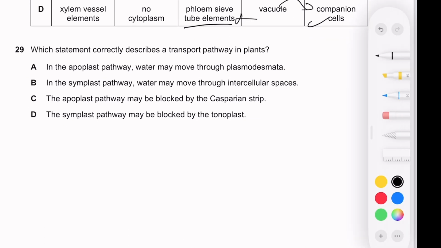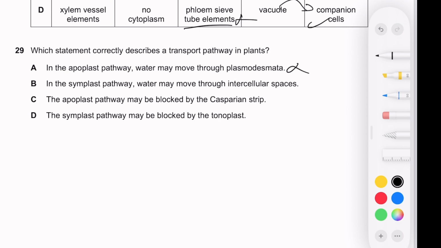29. Which statement correctly describes the transport pathways in plants? In the apoplast pathway, water may move through plasmodesmata. Absolutely not. Water moves in the intercellular spaces and the cell wall in the apoplast pathway. But in the symplast pathway, it'll move through plasmodesmata, through the cytoplasm, through the cell surface membrane, but never through the cell wall. The cell wall is a dead material, right? Intercellular spaces are not alive, are they? So that's what we call the apoplast pathway. It's the dead pathway. As I mentioned, the apoplast pathway may be blocked by a Casparian strip. Yes, that is true, which is made of suberin.